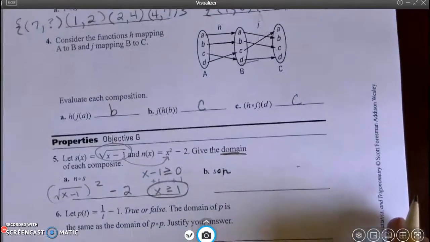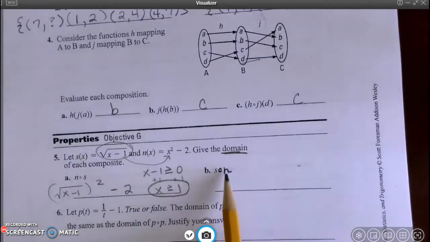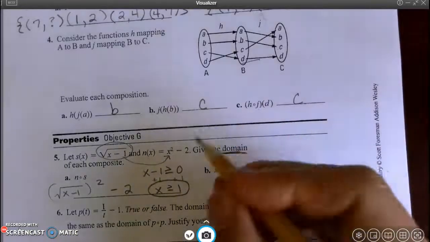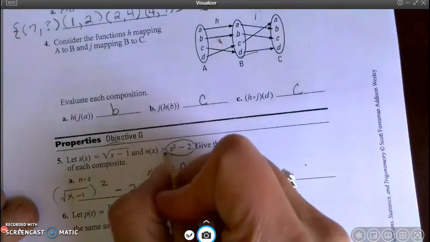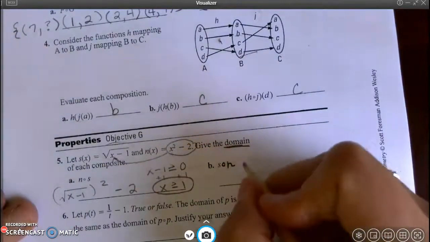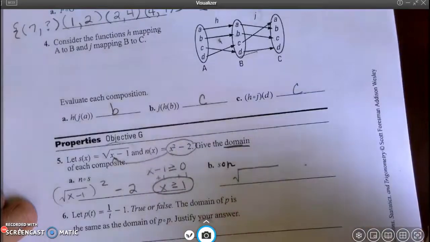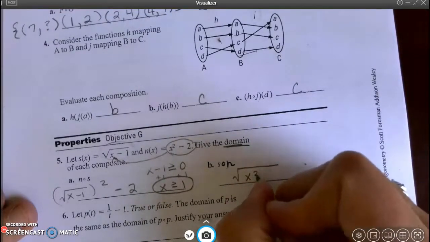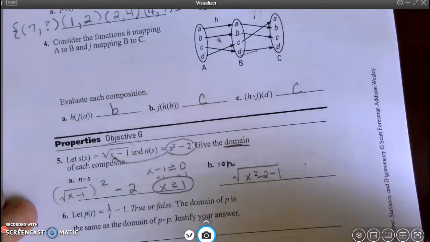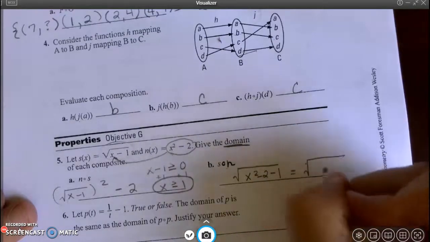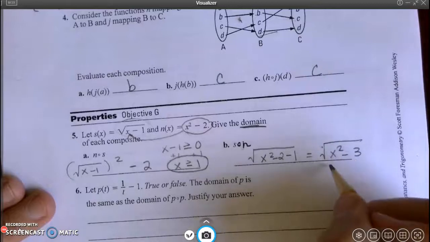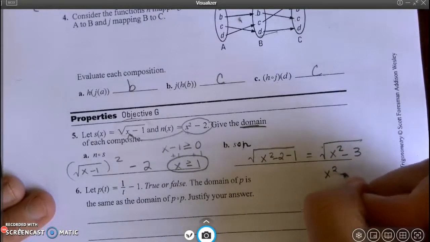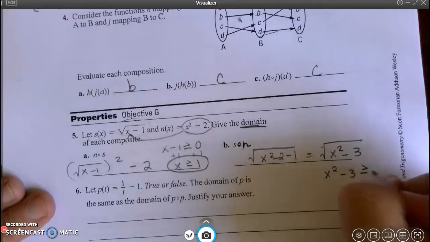That is my domain. Now put n into the s function. So I'm going to take x squared minus 2 now. I'm going to take this right here and put it under there. So I have the square root of x squared minus 2 minus 1, which simplifies to the square root of x squared minus 3. Well, because it's under a square root, we say that x squared minus 3 must be greater than or equal to 0.